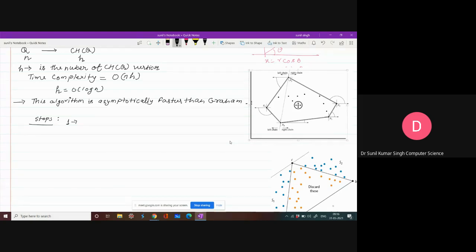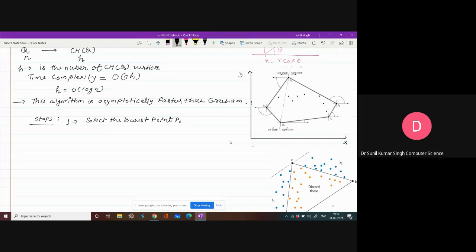Right? So this is your x-axis and this one is the y-axis. Now you can see you have to select the lowest point. In the very first step, you can see in the diagram that P naught is the lowest point, right? So let's select the lowest point P naught.